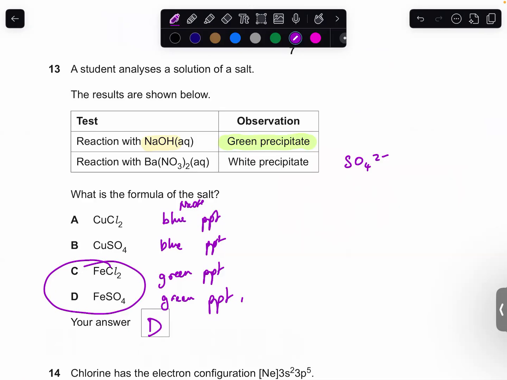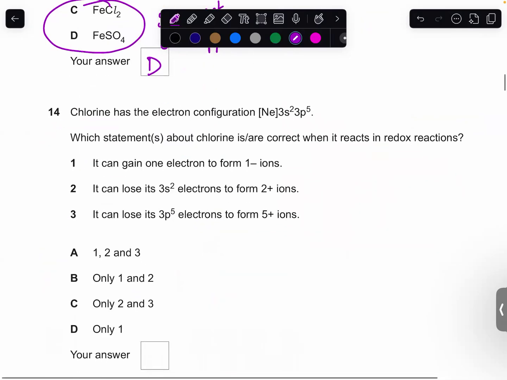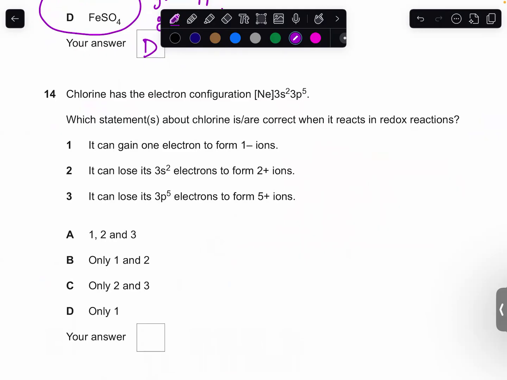So using year 1 and year 2 qualitative analysis. Next question. Chlorine has the electron configuration there. Which statement about chlorine is or are correct when it reacts in a redox reaction? It can gain 1 electron to form these ions. It can lose electrons. So which one of these is actually correct?